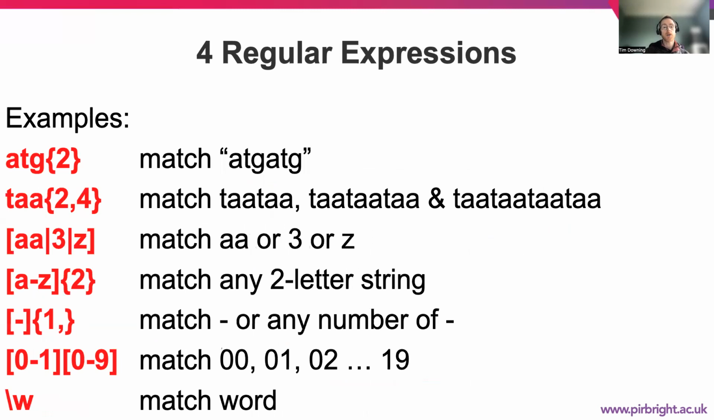So let's say we want to match ATG exactly twice. So we put in ATG and then put in the round brackets of 2 at the end. Of course, we could also just simply put in this string if you wanted to. Both will work in the same way. If you want to match TAA 2, 3, or 4 times, we'll match these different strings.